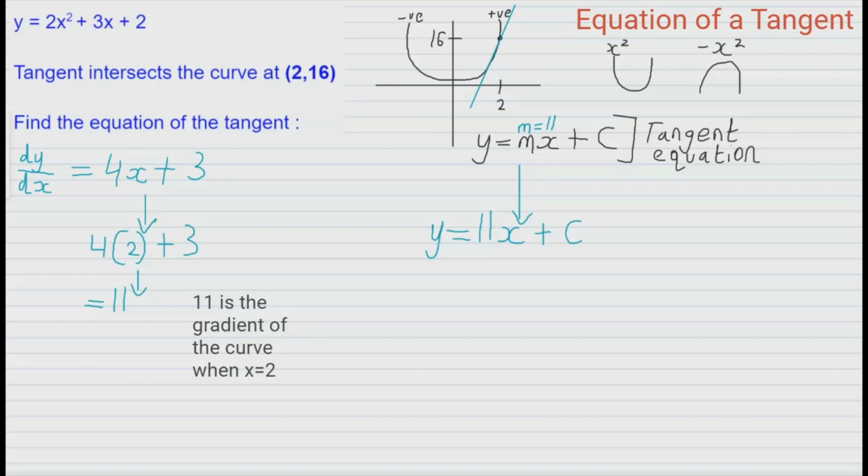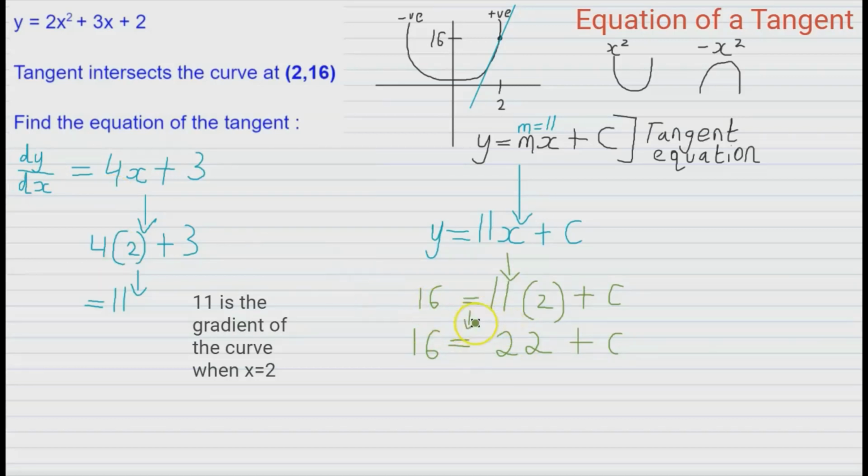So we can sub in for x and y. I'll do this in a different color, so green. If I bring this down, I'll be okay. So y, which is 16, is equal to 11 times x, which is 2, plus c. Now if we do this multiplication, we'll get 22 plus c, and that will be equal to 16.